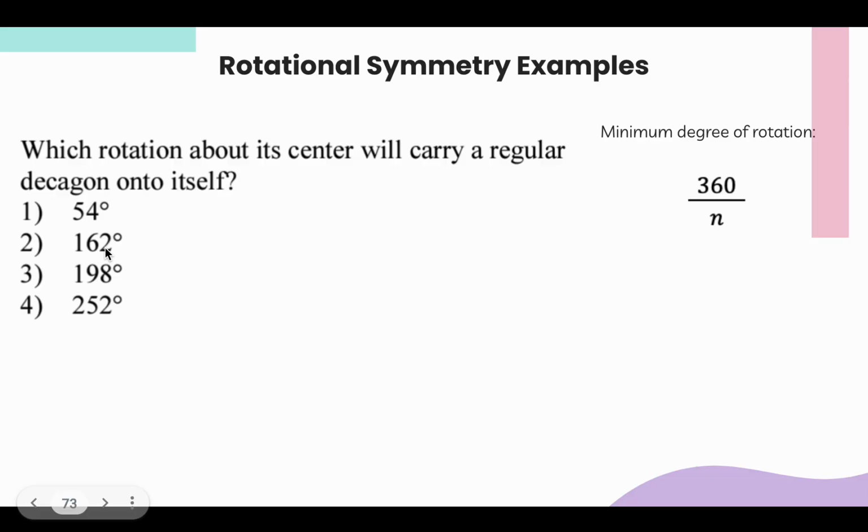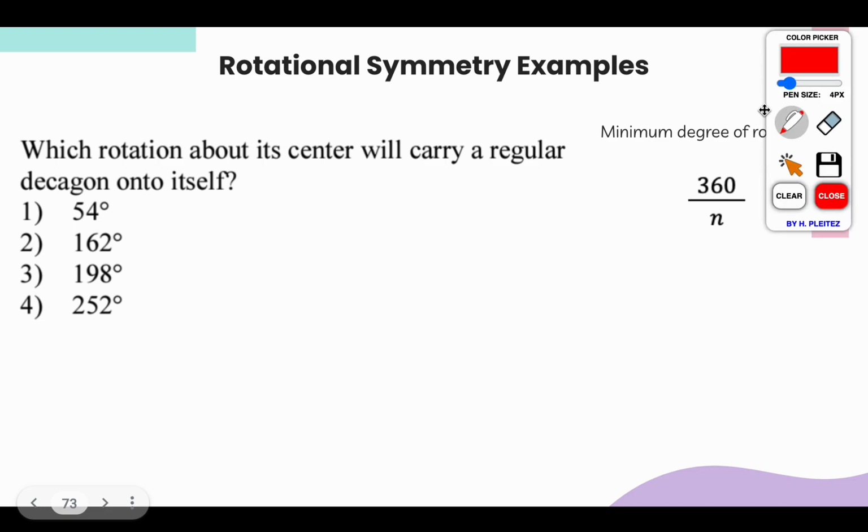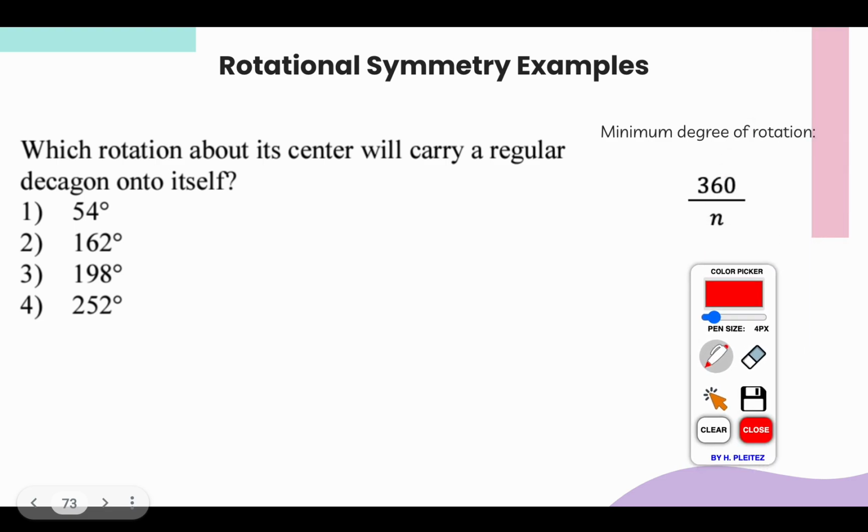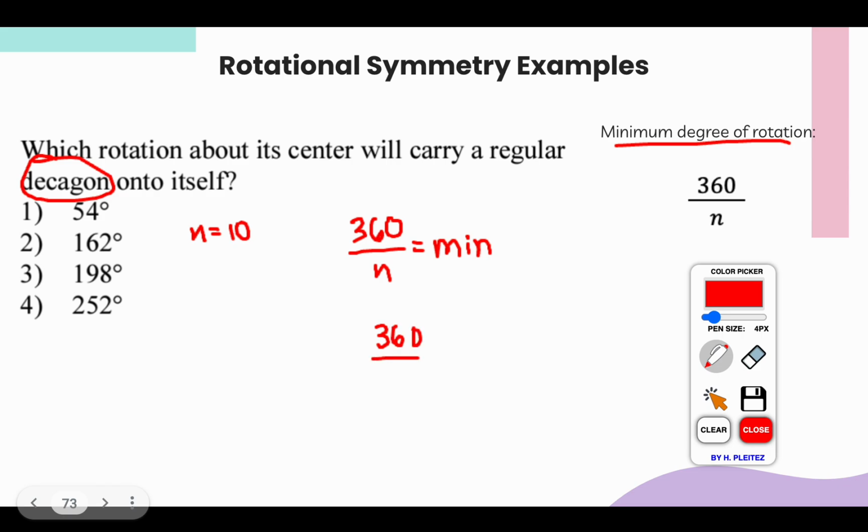All right, so let's just do a rotational symmetry example. It says, which rotation about its center will carry a regular decagon onto itself? So this is where the names of the shapes are going to pop up again. We know that a decagon has 10 sides. So to find the minimum number of degrees, we do 360 over n, which equals that minimum rotation. So we do 360 over 10.